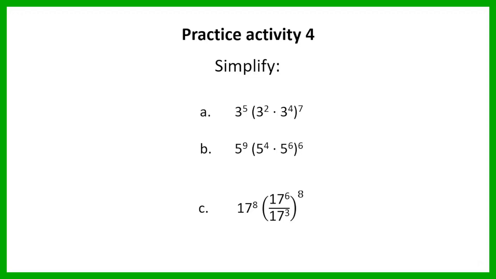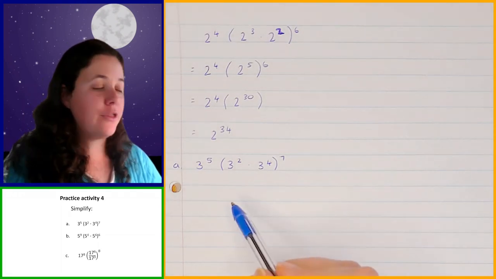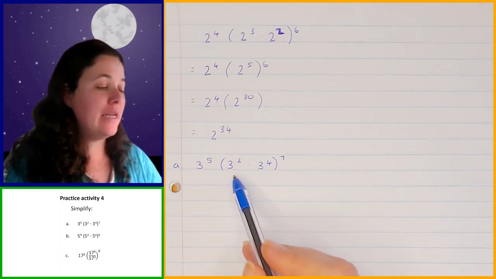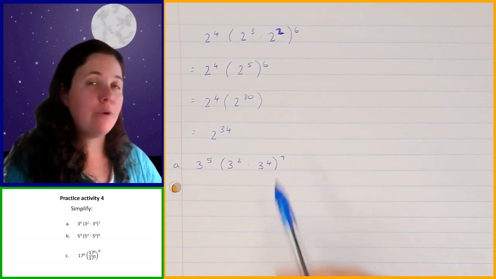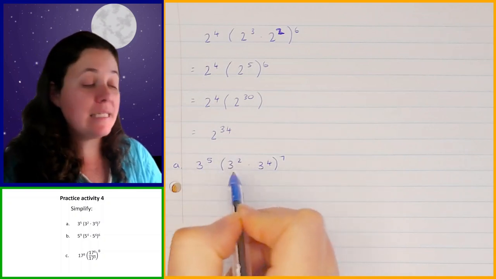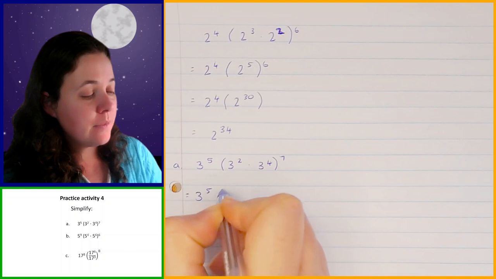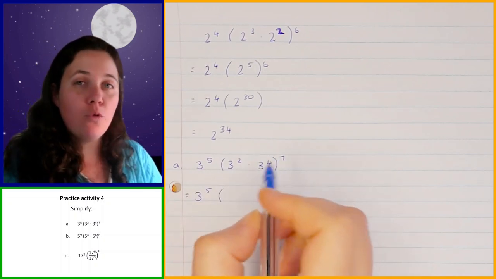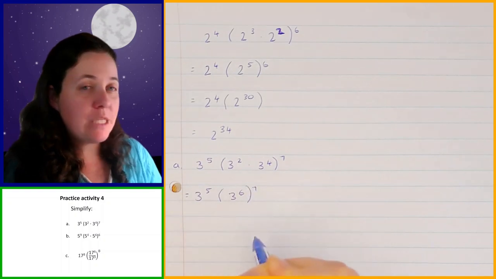Okay, let's go through question A. So in question A, we have 3 to the power of 5, and then in brackets, 3 squared multiplied by 3 to the power of 4, and then outside the brackets, that is to the power of 7. Okay, so first of all, we're going to simplify what's inside the brackets. So the 3 to the power of 5 is going to stay as it is for now. And I've got 3 squared times 3 to the power of 4 gives me 3 to the power of 6. And that is being raised to the power of 7.